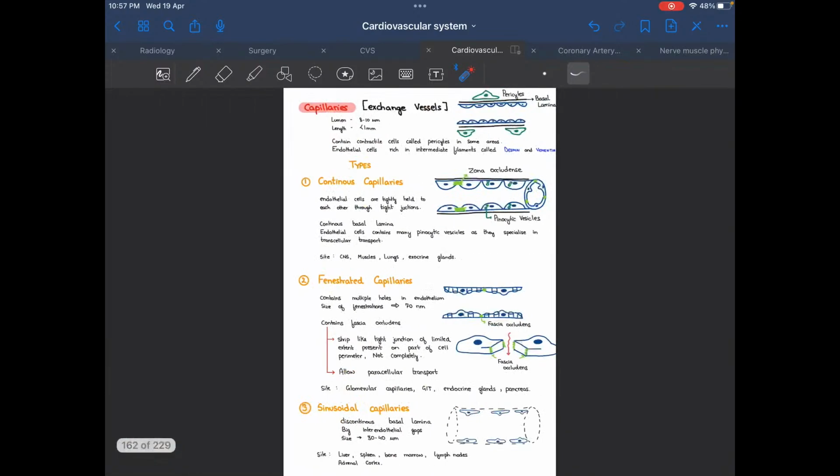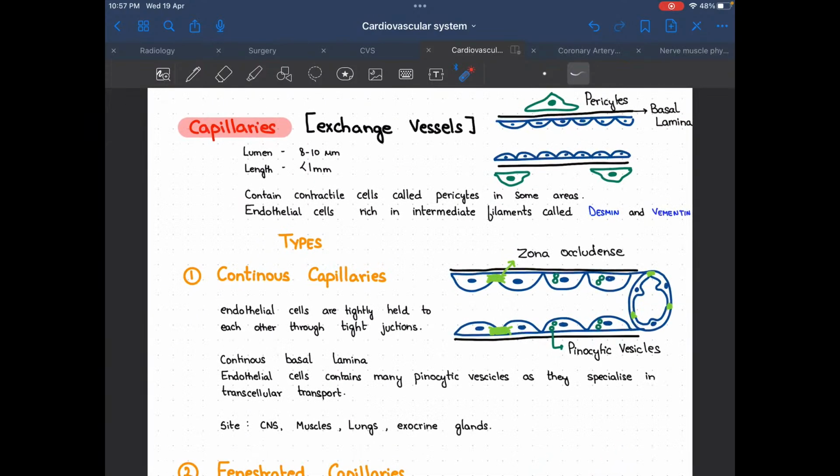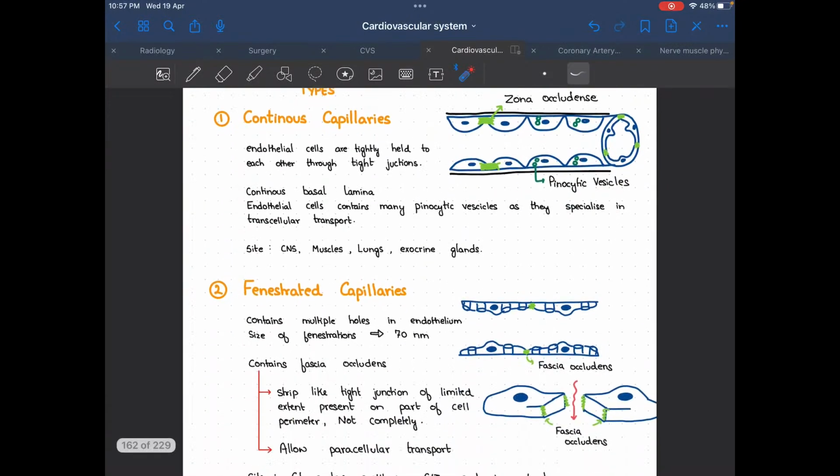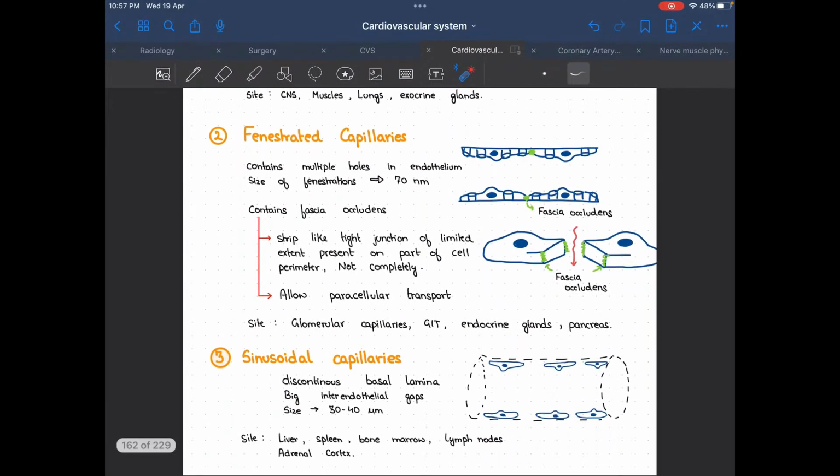Okay, all right. What about the capillaries? The capillaries, in all instances, are exchange vessels. Their lumen size is about 8 to 10 microns. We have three types of capillaries. We can have continuous capillaries, fenestrated capillaries, and sinusoidal capillaries.